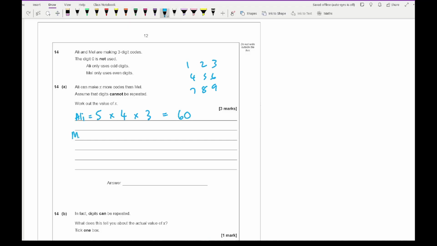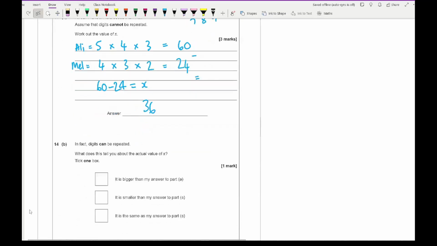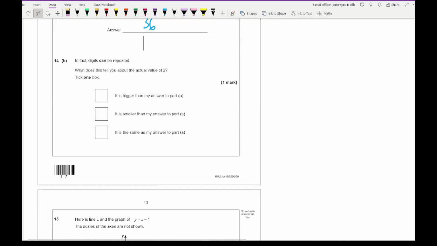Now for Mel, again, the number of even numbers is going to be 4. Then obviously I've used 1, so I've only got 3 left, and then used 2, so I've only got 2 left. And again, if I work that out, I then get 24. Then to work out the difference, which is X, 60 minus 24 equals X, and so X equals 36.